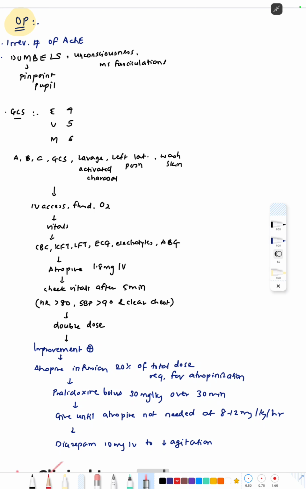Then atropine 1.8 milligram IV is given. Check the vitals after 5 minutes. If the heart rate is more than 80 or SBP more than 80, and a clear chest is seen, then these are some of the important signs. Double the dose if the signs of atropinization are not present. If signs of atropinization are seen, then give an atropine infusion at 20% of whatever dose was required for atropinization. This is a continuous infusion. Then pralidoxime 30 mg per kg is given over 30 minutes and continued until atropine is not needed, at 8 to 12 mg per kg per hour. And diazepam 10 milligram IV is used to control the agitation in this person.